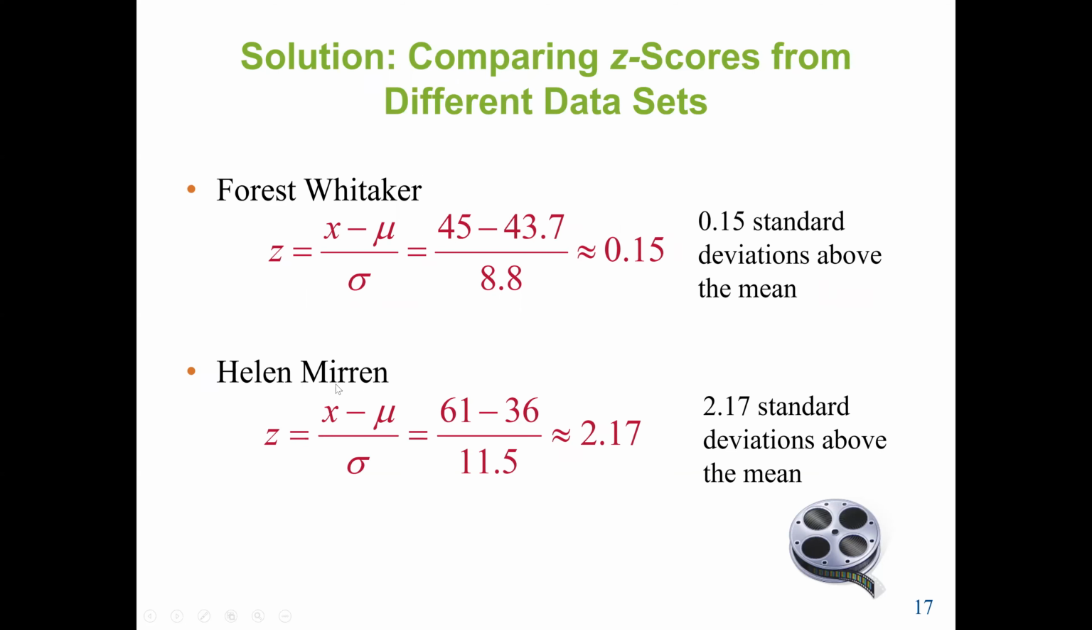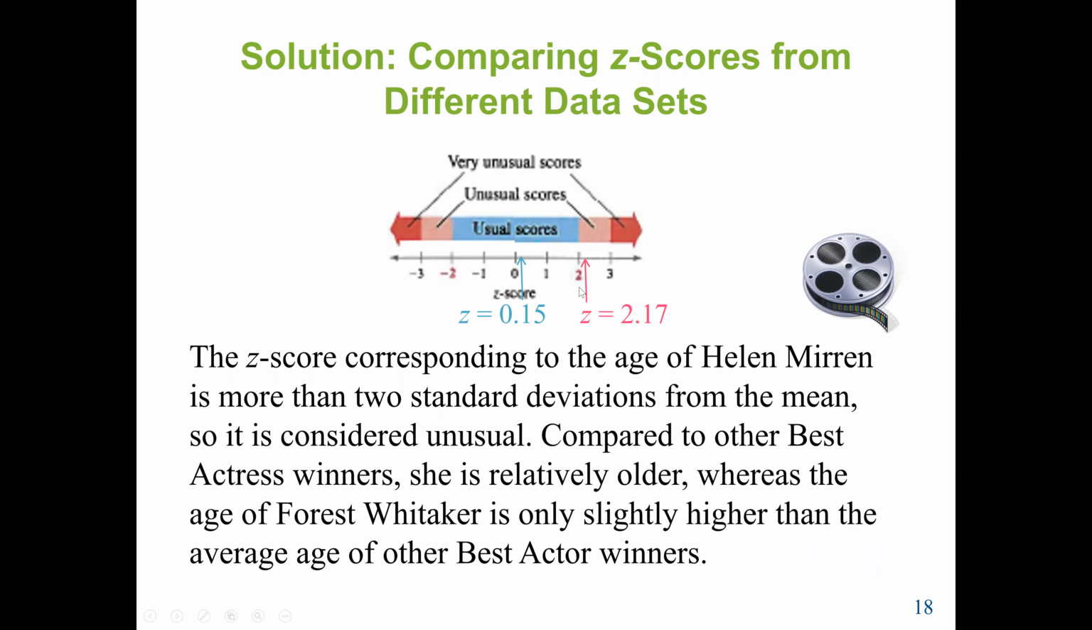And Helen Mirren is 61 years old, and the average is 36. So we can see that the z-score went up because the difference in age is very high compared to the average. Also, comparing z-scores from different data sets, we can say that the z-score corresponding to the age of Helen Mirren is more than 2 standard deviations from the mean. So this will be considered unusual compared to other Best Actress winners.